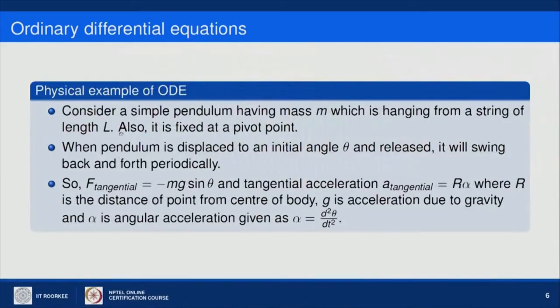The first example is very simple. It is coming from the motion of a simple pendulum. So, consider a simple pendulum having mass m, which is hanging from a string of length L. Also, it is fixed at a pivot point. When the pendulum is displaced to an initial angle theta and released, it will swing back and forth periodically.